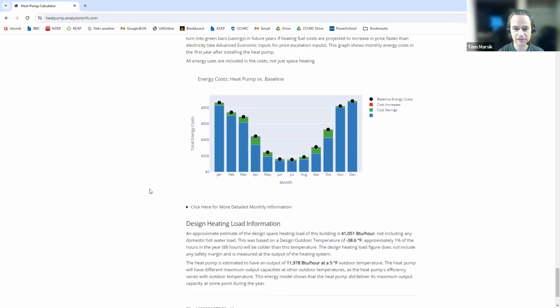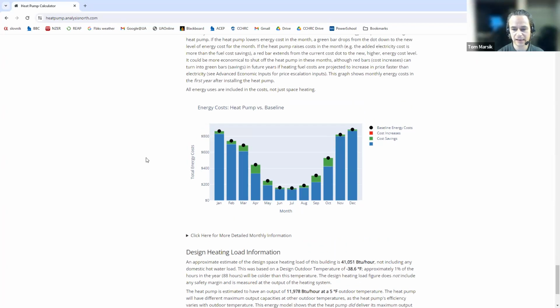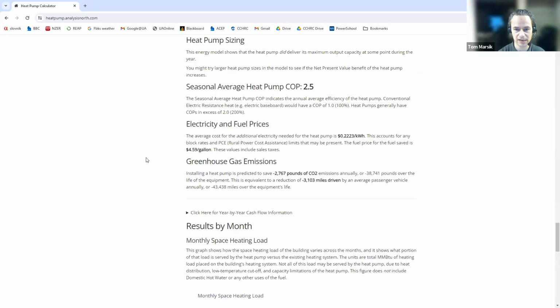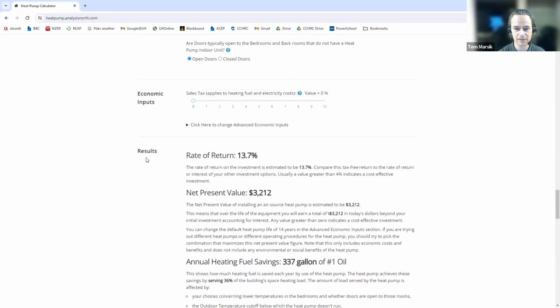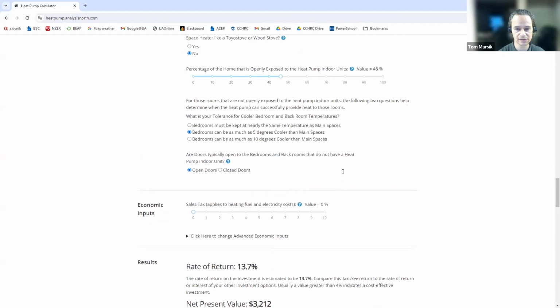And so now I should also demonstrate how you can, besides just determining if the heat pump is suitable for your specific situation, also use it to help you optimize how you use it. So for example, what happens if we use it all the way down to 0 degrees Fahrenheit as opposed to 5 degrees Fahrenheit? So you can change that, and let's just remember the savings here. So 13.7% and about $3,000 net present value.